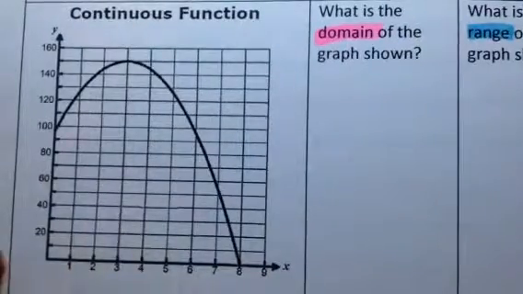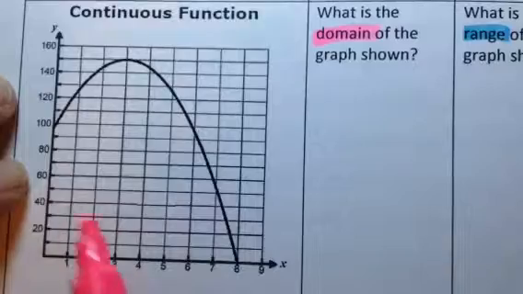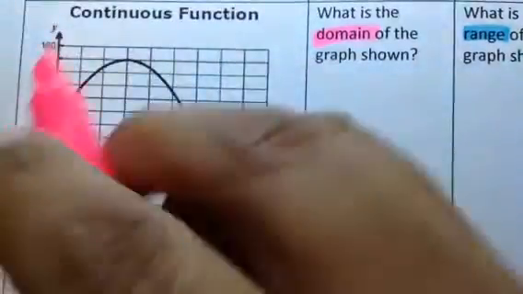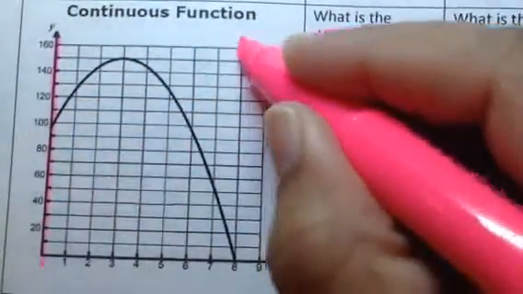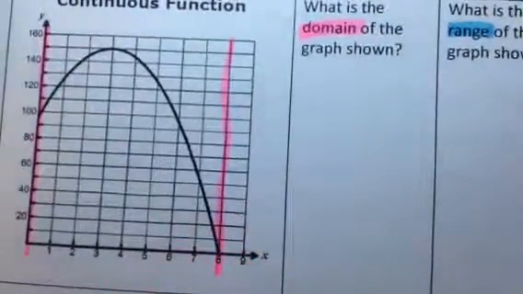So what I want you to do, remember we're doing domain in pink, is I want you to do a box from the furthest to the left and furthest to the right. So if you look, I have furthest to the left and furthest to the right. So I've kind of outlined it.